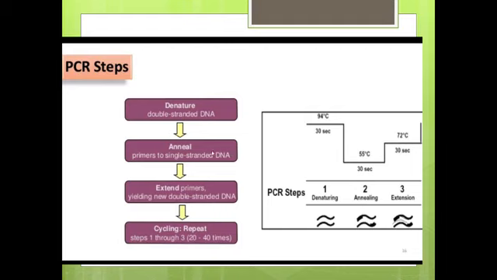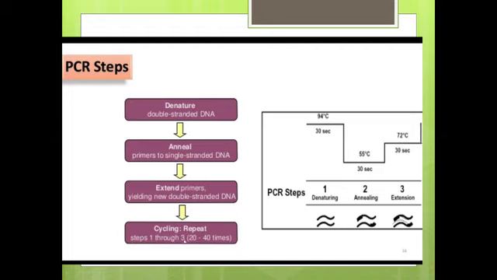So this annealing takes place at a lower temperature, 55 on average, it can be 52 even. This process also lasts for some 30 seconds. So here annealing takes place. Then the temperature is slightly raised, not to the level of 94, but to around 72 degrees centigrade. This is where the extension of the primers takes place. It yields new double-stranded DNA molecules like this. Then again this process is repeated. Again it is heated. This cycle will be repeated.